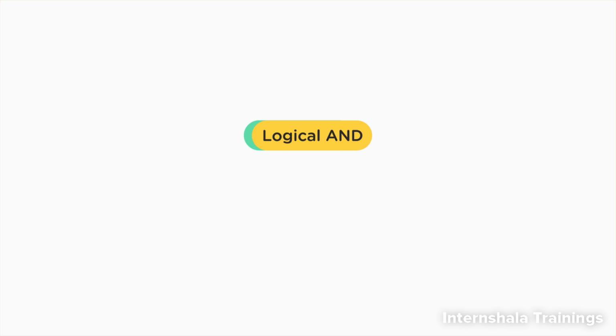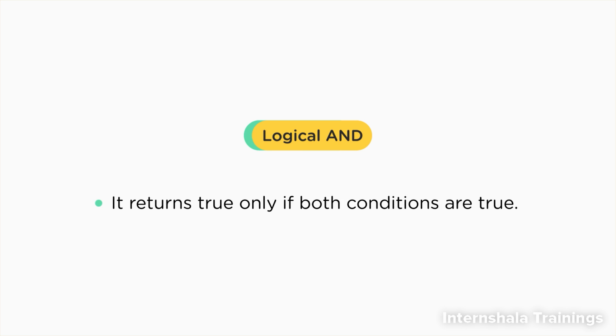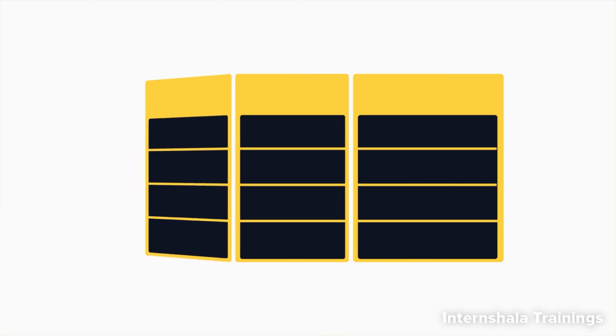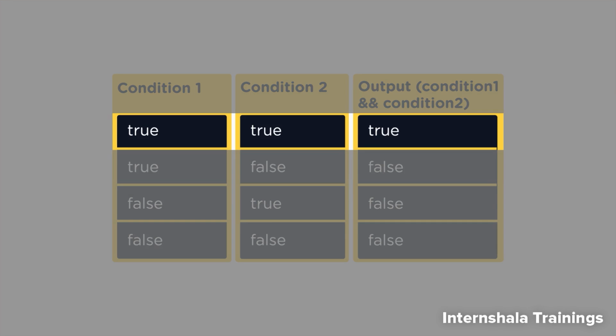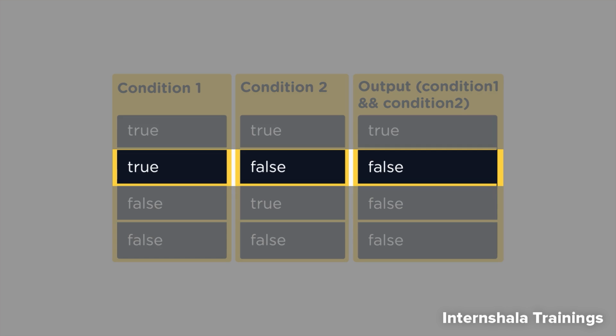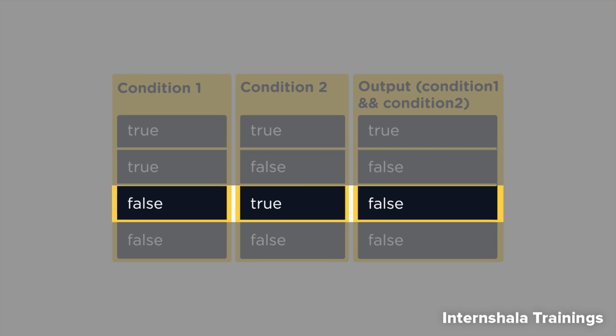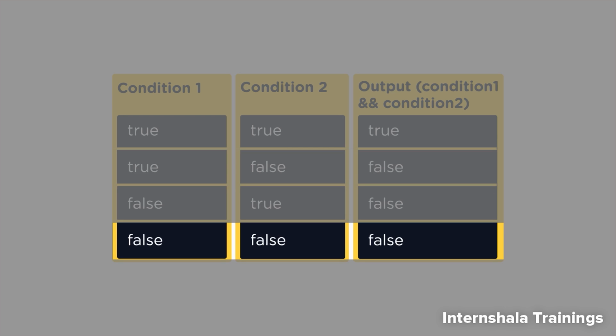Now let's look at the logical AND. So just like the word AND works in English, the result for the logical AND operator is true only if both conditions are true. So if both conditions 1 and 2 are true, the result will be true. If condition 1 is true but condition 2 is false, the result will be false. If condition 1 is false but condition 2 is true, the result will be false. If condition 1 and 2 are both false, the result will be false.